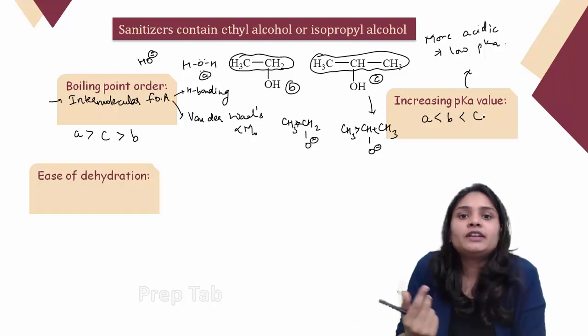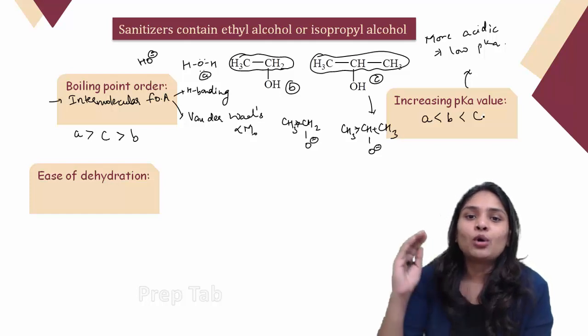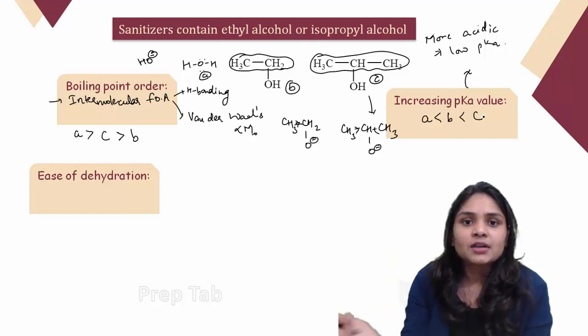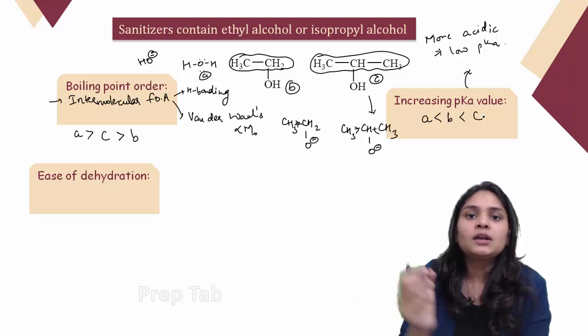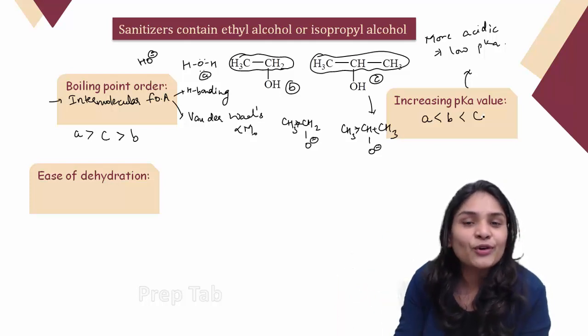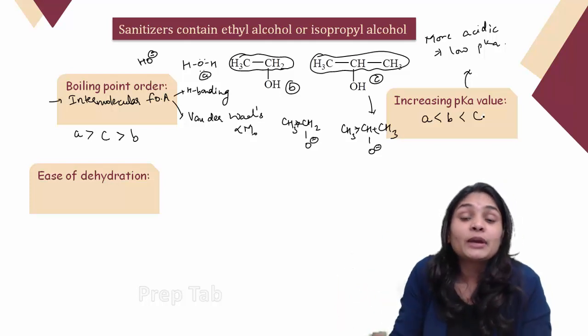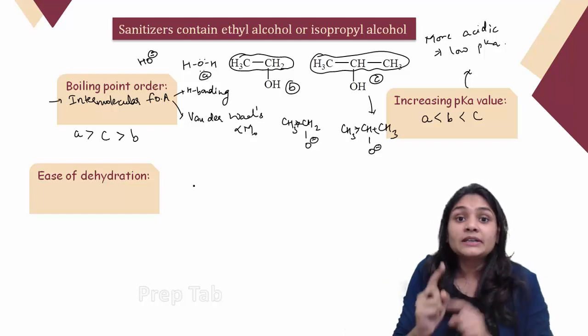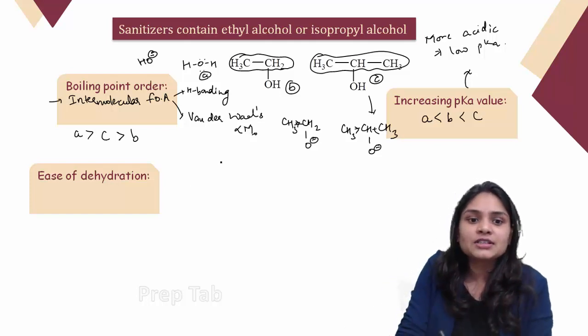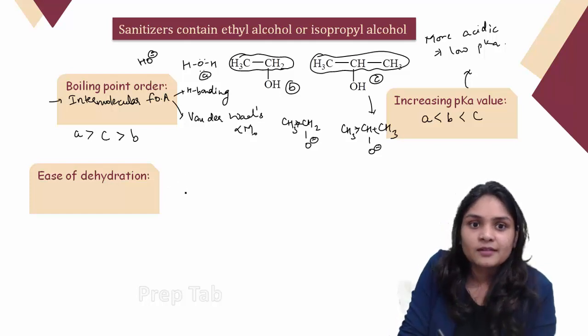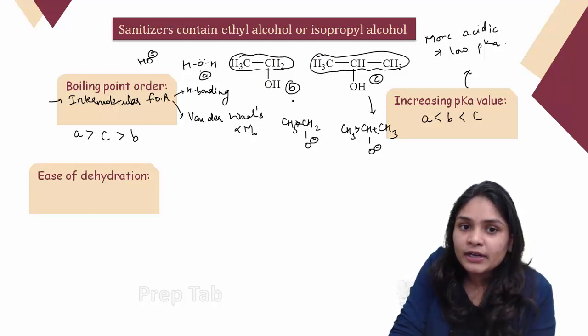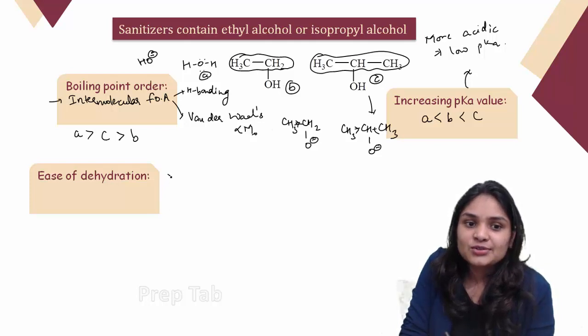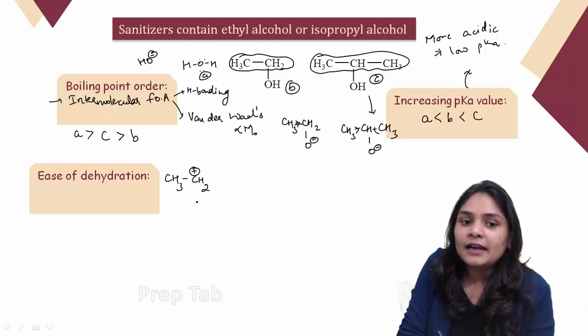Next, ease of dehydration. Dehydration of alcohol is a very common reaction which is done when alcohol is treated with concentrated H2SO4 at 170 degrees Celsius and you get an alkene. The rate determining step for that reaction is formation of carbocation. Okay. And where is the carbocation formed? Where you have OH. So in case of B, you are going to get this carbocation, and in case of C, you are going to get this carbocation.